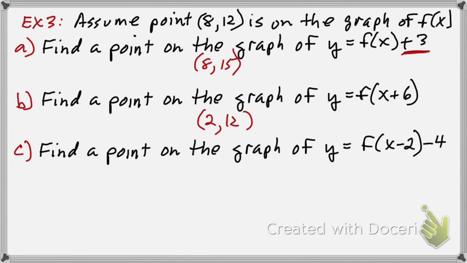Now we're combining them. This negative 2 here says 2 to the right. This negative 4 says 4 down. Okay, 2 to the right is going to mess with the x's. It's going to change that 8 to a 10. 4 down is going to change the 12 to an 8. So I know that point would be on the new graph.